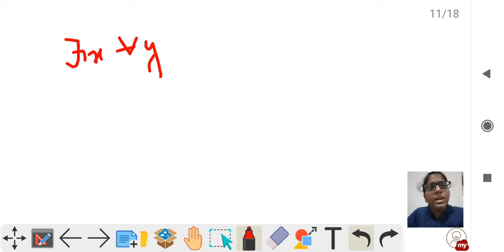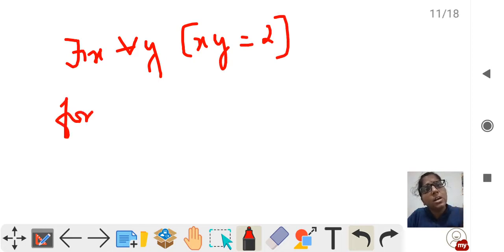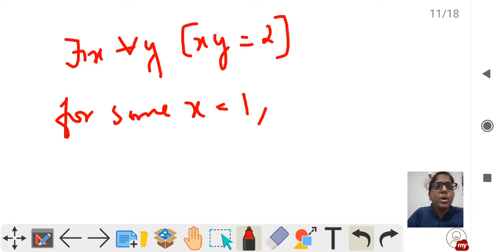For all y, xy is equal to 2. So there exists x, for some x, we can take any value. You can take x is equal to 1. For all y means any y value you can take. So y is equal to 4.